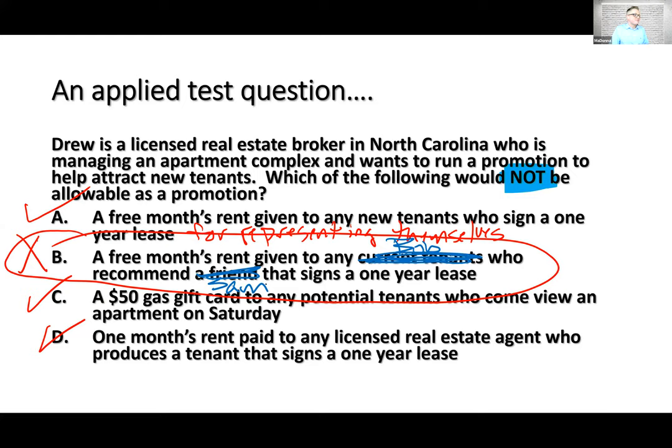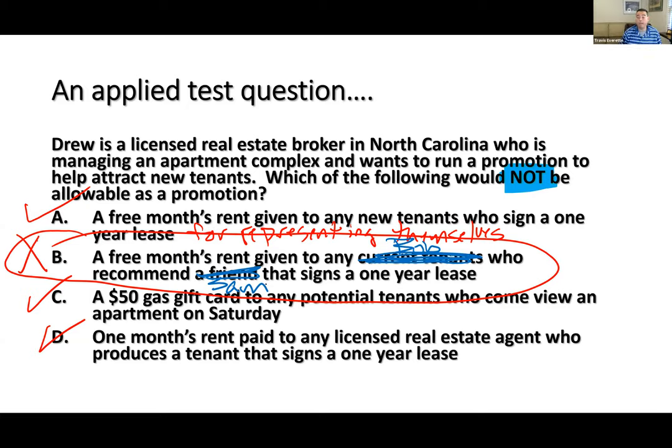That Sam that signs a one-year lease. Can we give Bob a free month of rent because he recommended Sam, unless Bob has a real estate license? No, because Bob is not representing himself. He's representing who? Somebody. Sam. Someone else, because Sam came and signed a one-year lease. Now Bob is getting something of compensation. Right. Bob is not signing a lease.